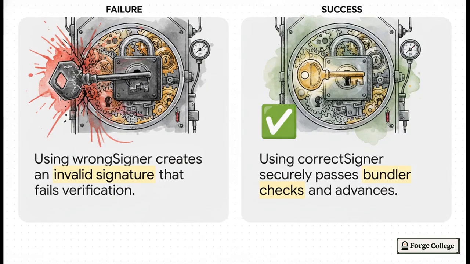So when we look at a failure scenario, using a wrong signer variable creates a signature that just completely fails verification against the actual owner. The fix here is remarkably simple, but honestly, it is so easy to overlook in a massive codebase.